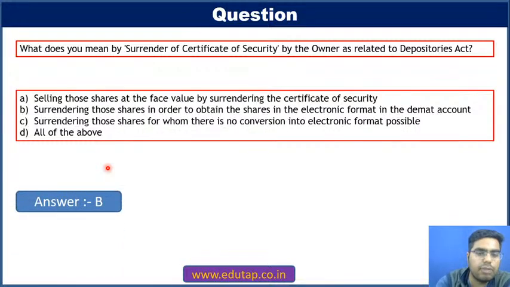The correct answer is option number B. Surrender of certificate means you are surrendering the physical certificate. Okay, you are giving the physical certificate to obtain the electronic certificate, or getting your shares in the dematerialized form. So B is the correct answer. D is not the correct answer here, guys. B is the correct answer.